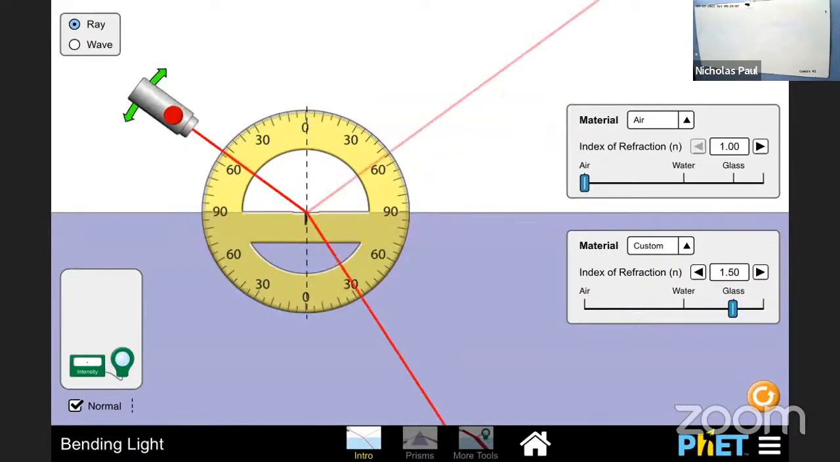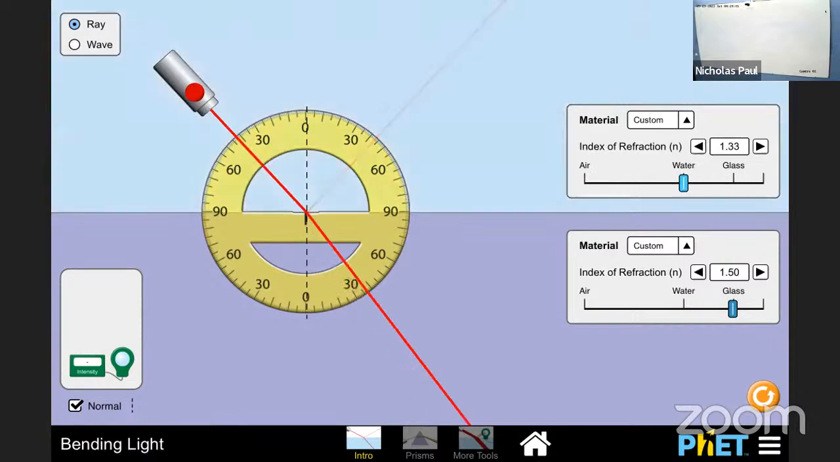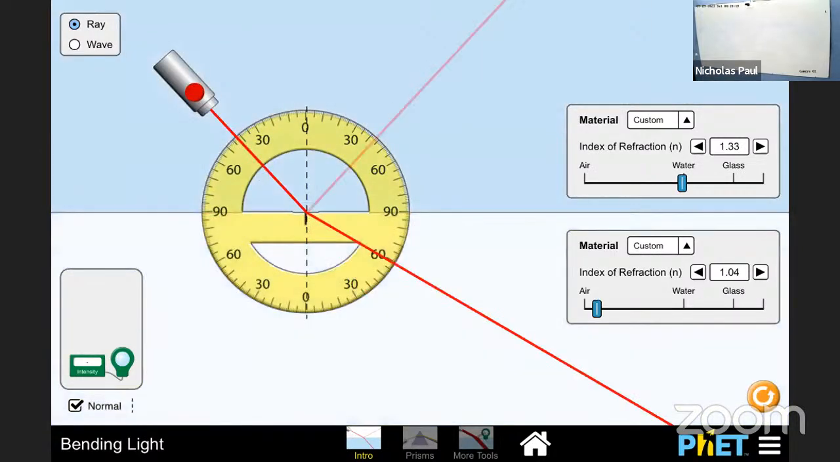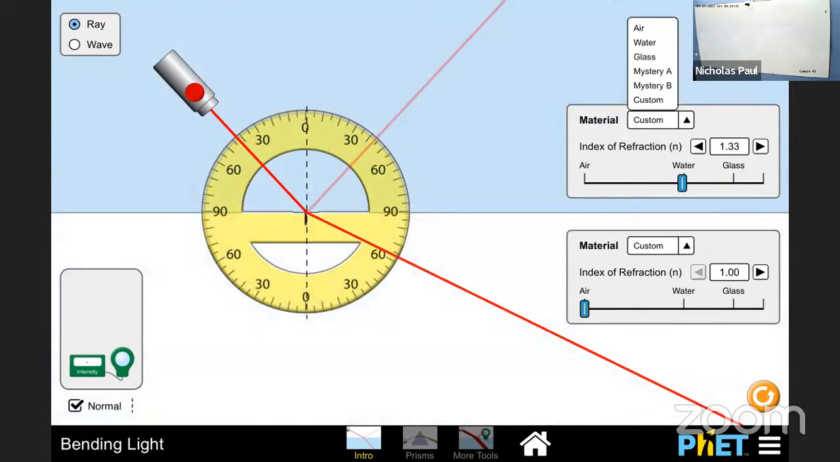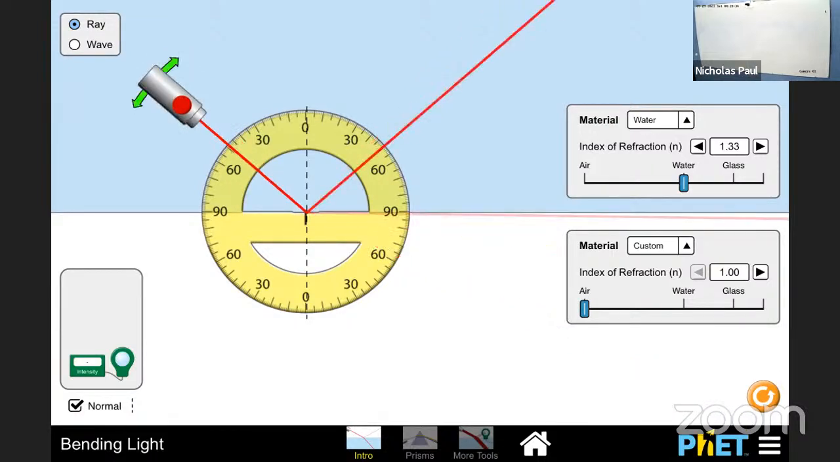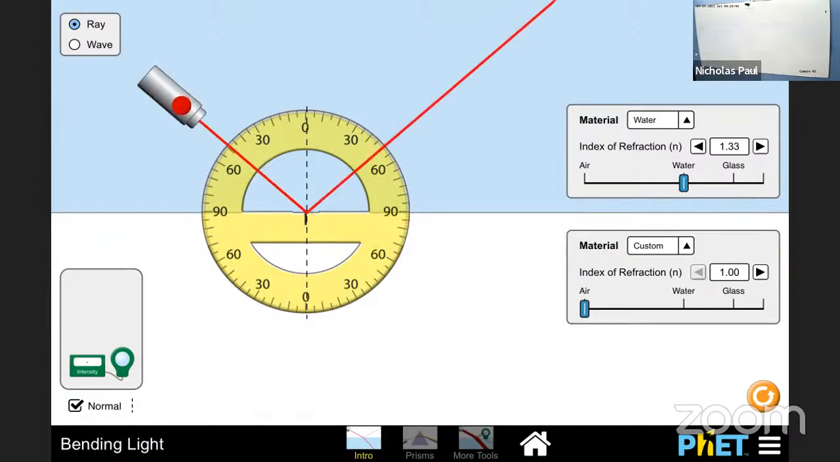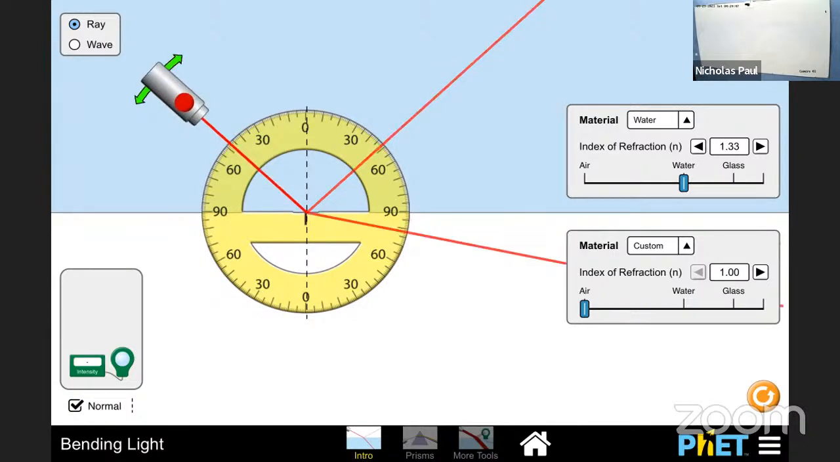But watch this here. I can't switch it. Let's put water on top, and let's put air. Watch this cool thing here. You all see refraction right now? How about now? You see that there? Watch this. See what happened there? The refracted ray will disappear.